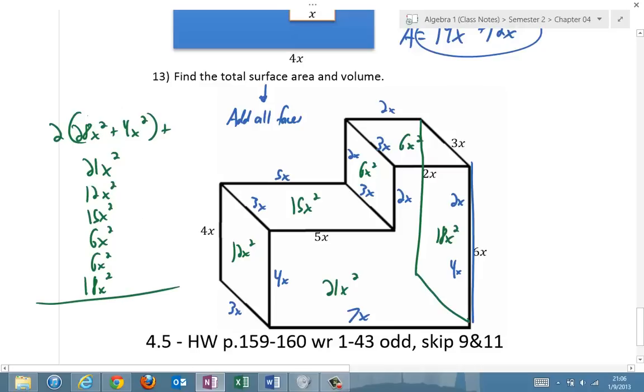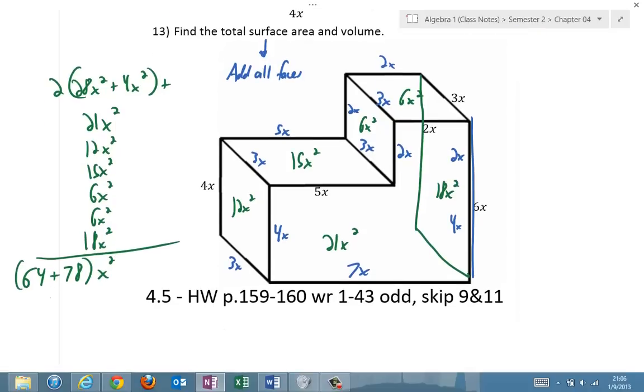28 plus 4 is 32, times 2 is 64. So we have 64 plus 21 plus 12 is 33, 43, 48, 54, 60, 78. So that should be 64 plus 78 x squared. My final sum should be 142 x squared for the area. So that answers area. Okay, now we have to worry about volume.